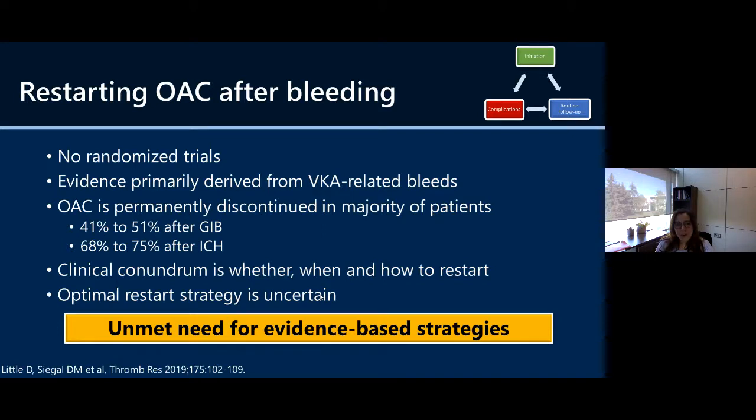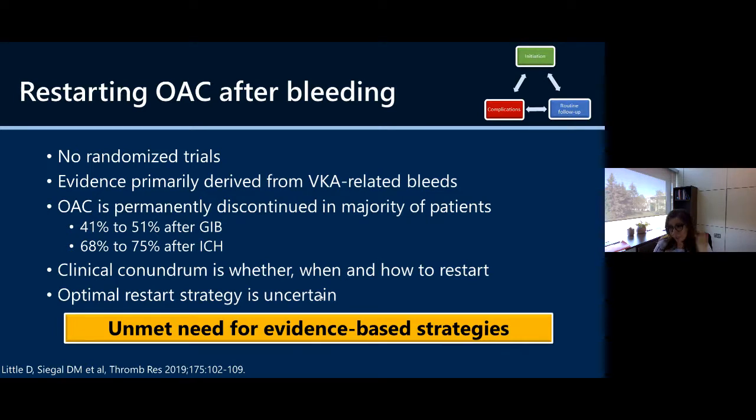It actually became my area of research and clinical interest because we just get asked this every single time we're on call. And you think, well, I don't know when we should restart. So I started to do some research in this area to see if we could generate an evidence base for some of these decisions, which are actually really tricky. There are no randomized trials. Most of the evidence that we have is from warfarin-related bleeds.